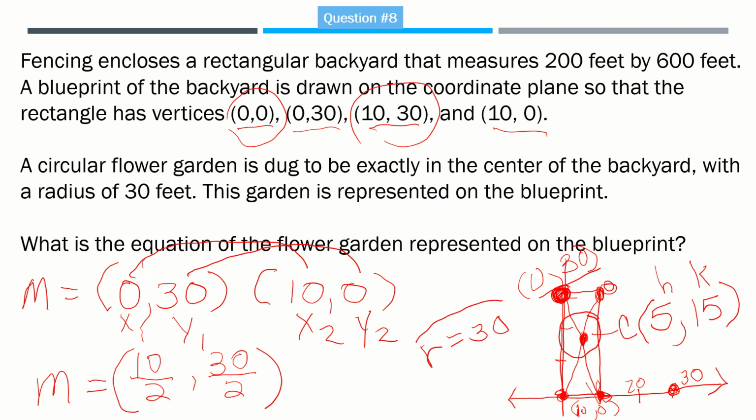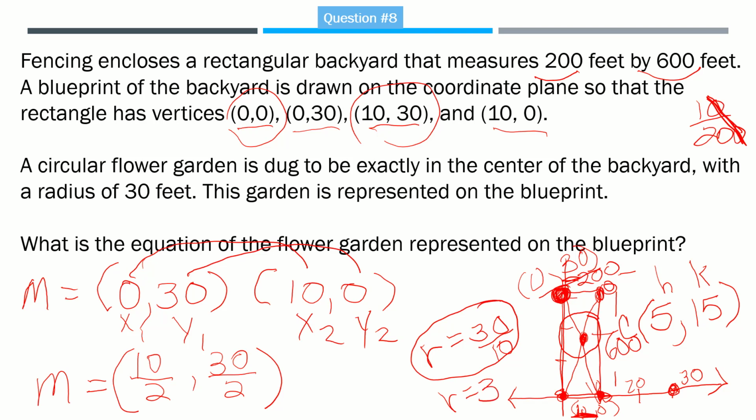But you really need to look at this, because this measures 200 by 600 feet. So it's 200 feet in this direction and 600 feet in this direction. So this 10 down here is not actually 10 feet, because we're comparing 10 units to 200. So we've got to divide by 10. So the radius is actually not 30. Divide by 10. The radius is 3.